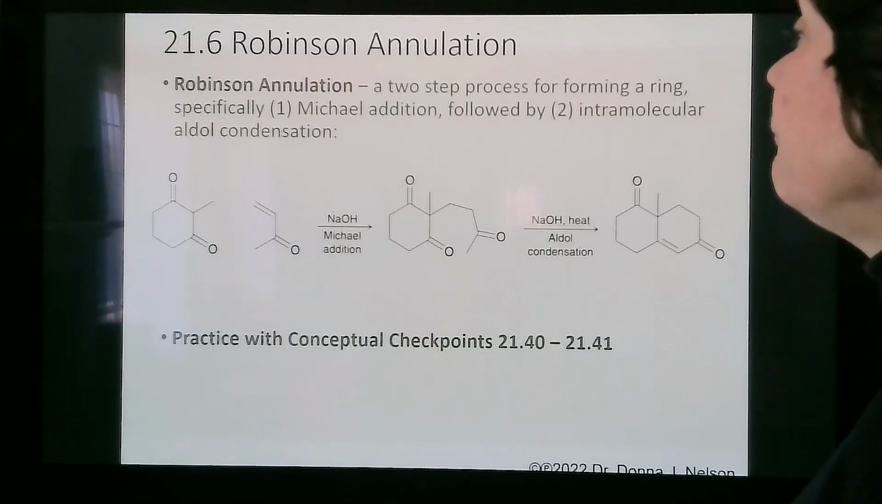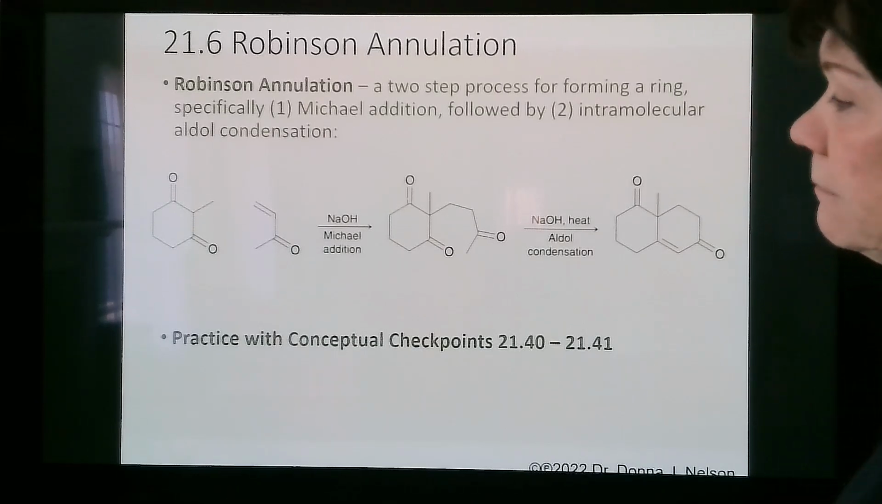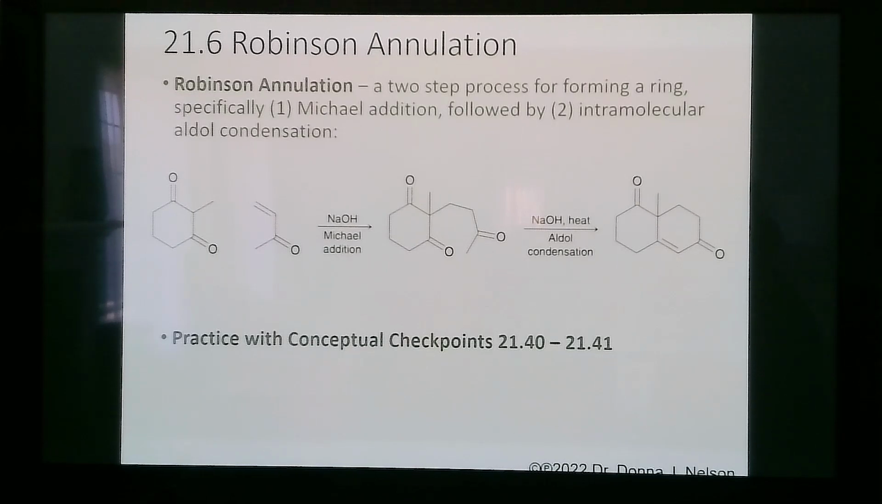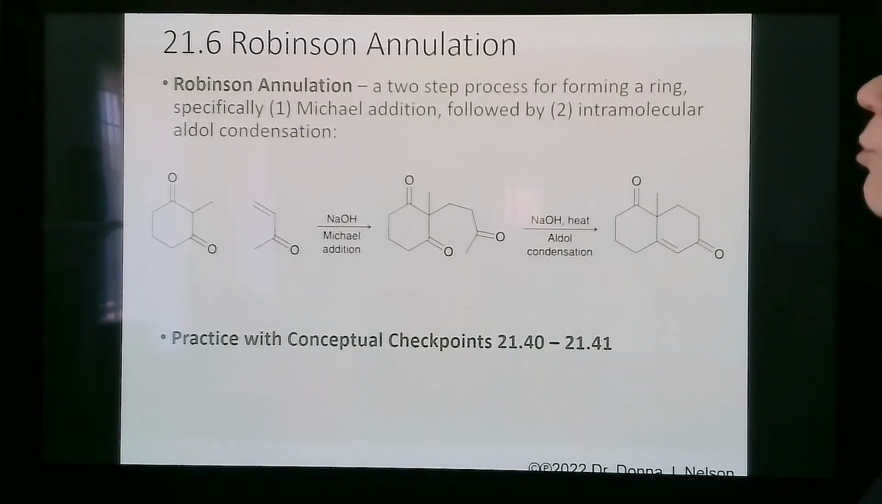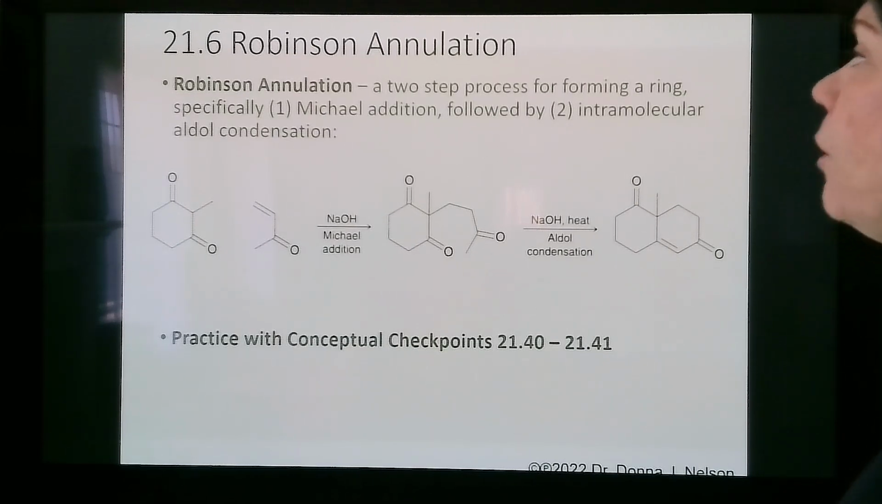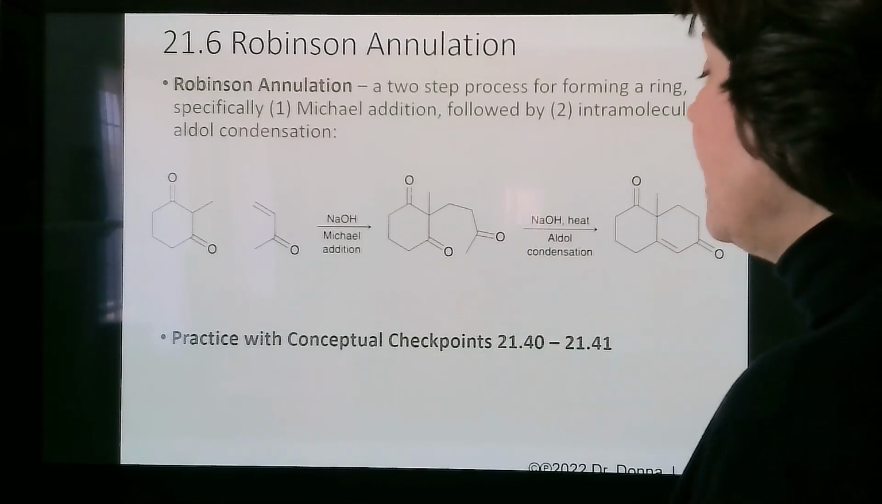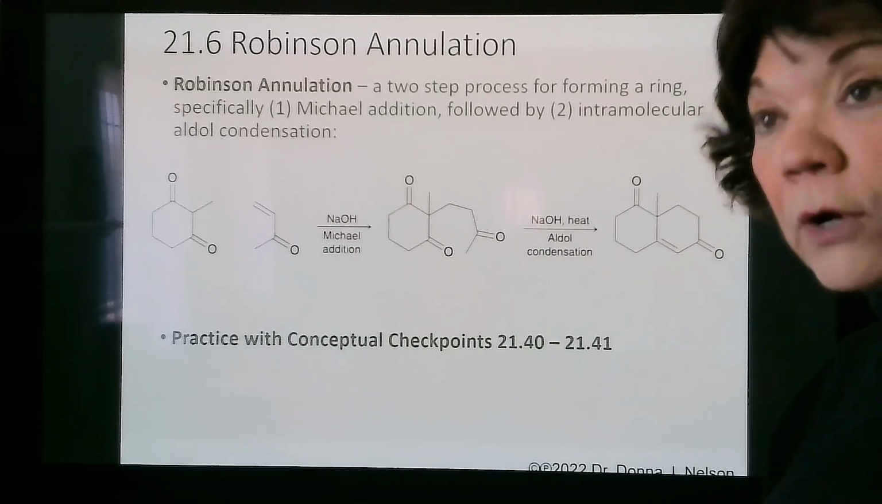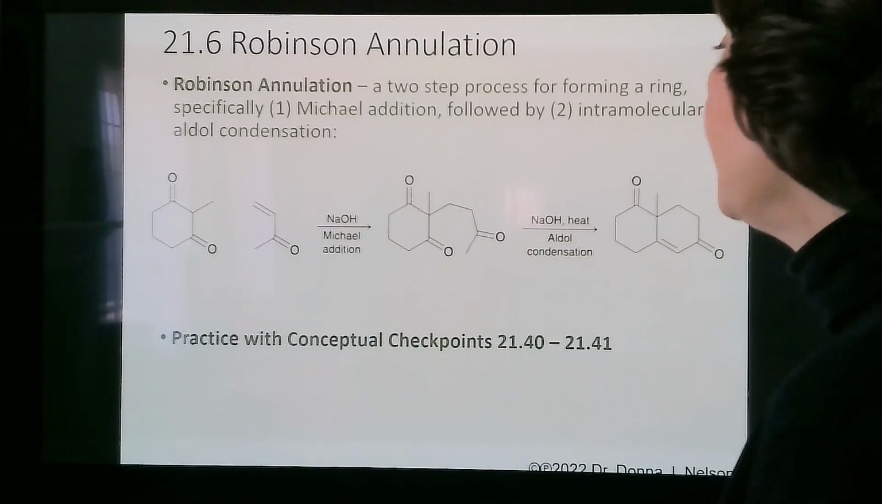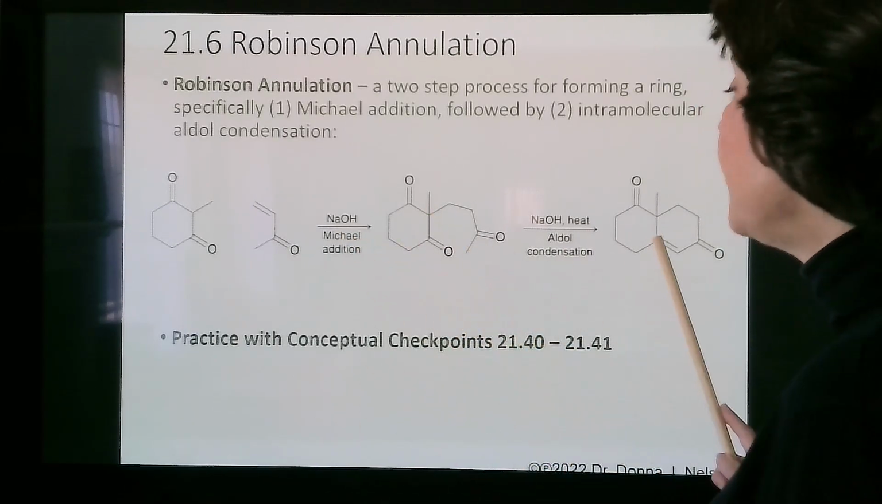So now a different synthetically useful reaction is the Robinson annulation. And you know, annulation simply means to form a ring on something. And so this is the Robinson annulation. Occasionally it's called the Robinson ring annulation. And so this is a 2-step process.